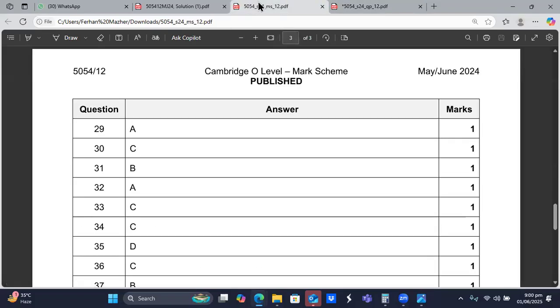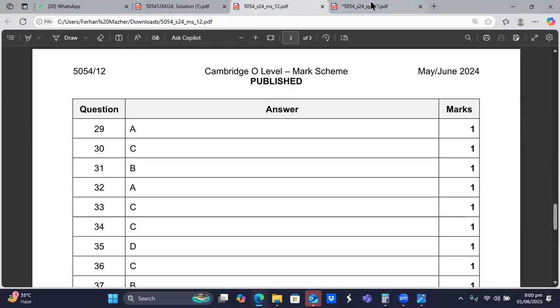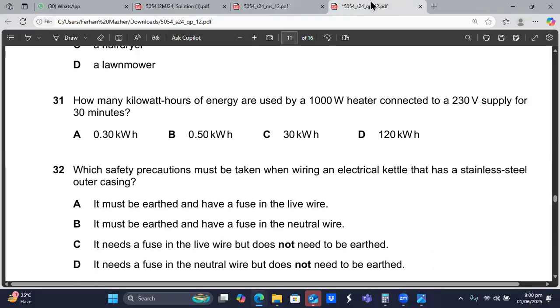B is the right option, sir. Question number 31, B is the right option. This is how this is done. To calculate electric energy, power multiplied by time, the power must be taken in kilowatts and the time must be taken in hours to get the electric energy in kilowatt hours.